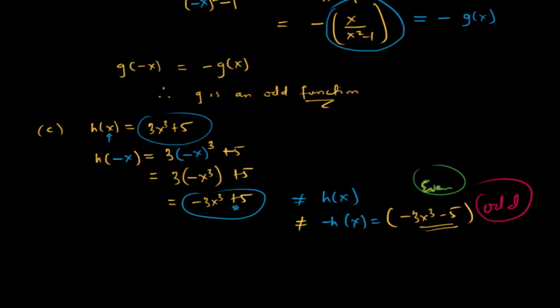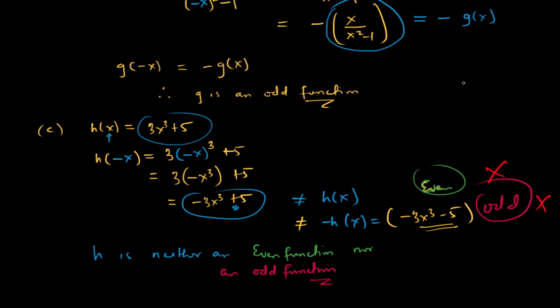According to what we've just shown, it does not satisfy the even condition, and it doesn't satisfy the odd definition. So that implies that h is neither an even function nor an odd function, neither of them. So that completes the problem.